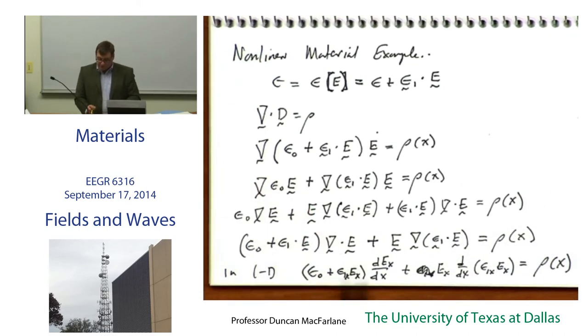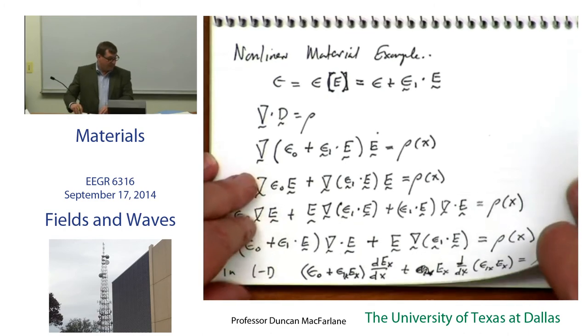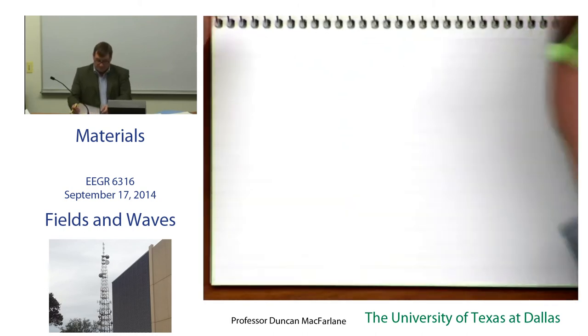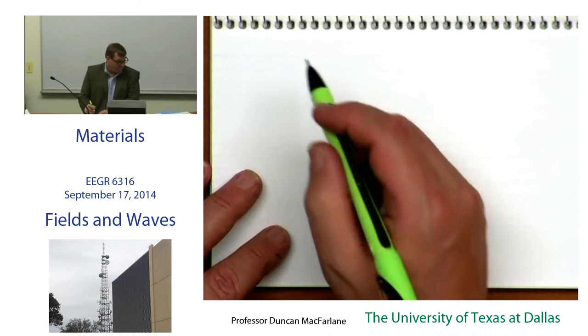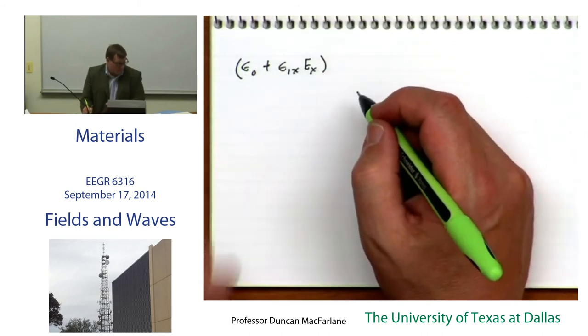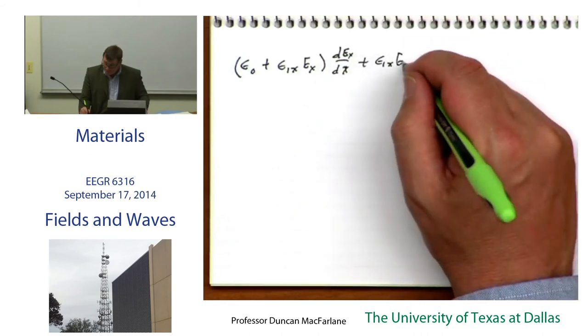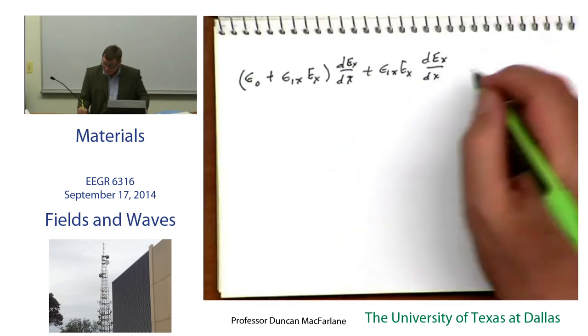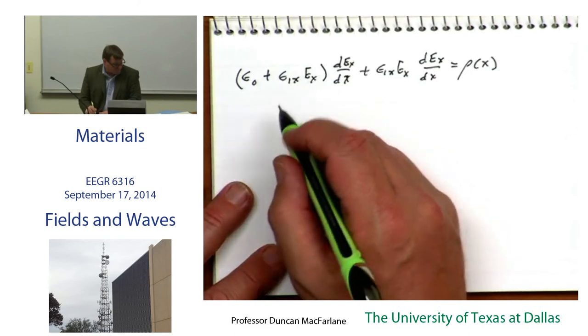Sorry. So this guy here just reduces down to this. Divergence reduces as the first derivative. This guy just becomes the EX term. And then this guy is just the first derivative of that one component of the dot product. And that's equal to rho X. If this is not a function of X, then this can be pulled through the integral. The derivative. So I can collect some terms here.